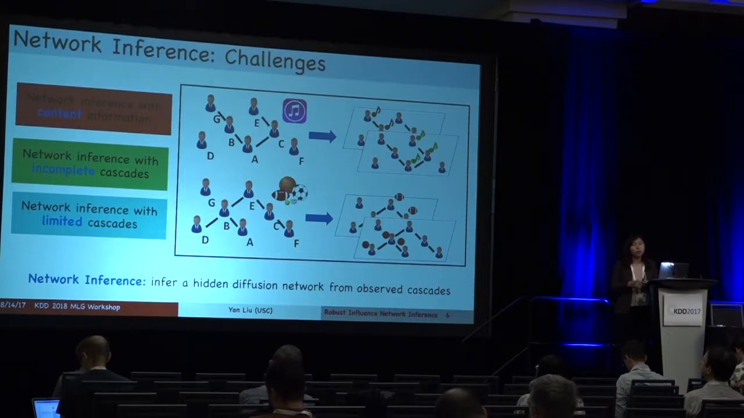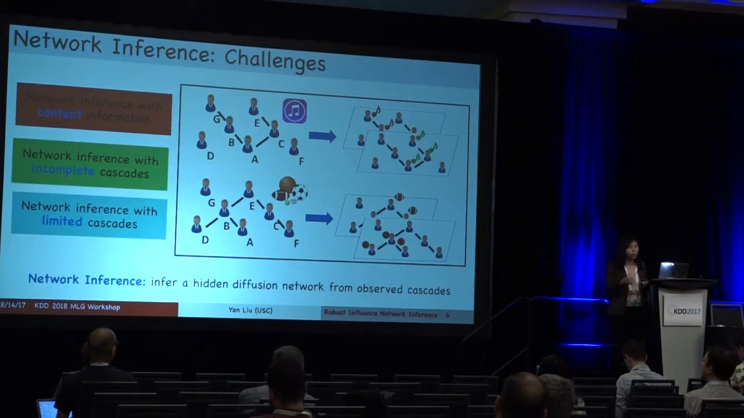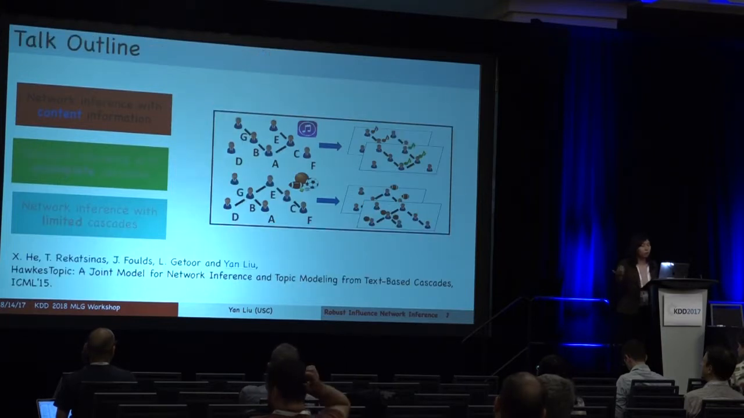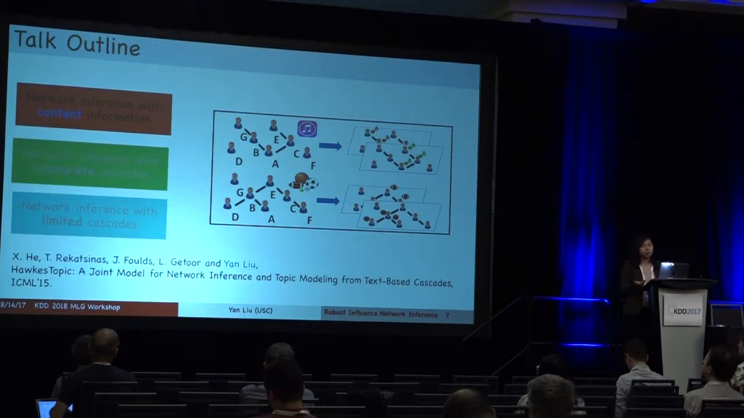And here, using the limited time of about 20 minutes, I want to show you what we have achieved in the past few years. So to make the talk a little more organized, I'm going to start with network inference from content information. This was the paper we published in ICML 2015. The basic idea, as I mentioned, is that we try to incorporate content information together with network inference.